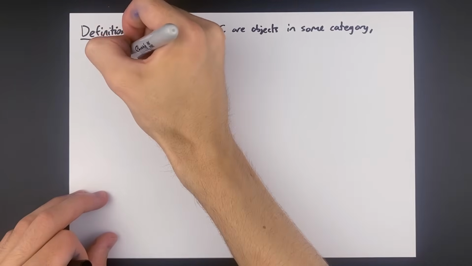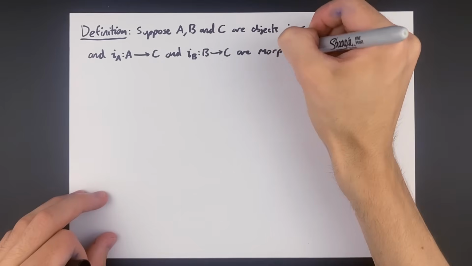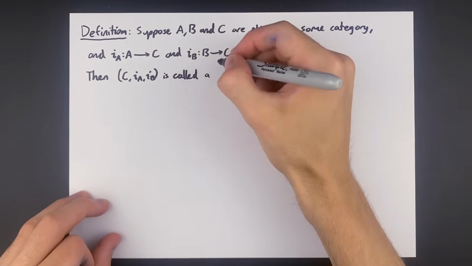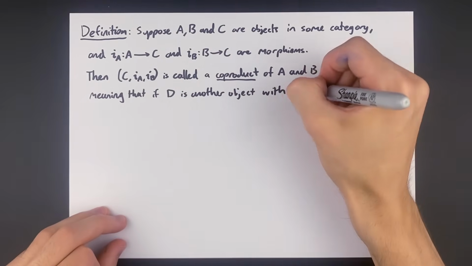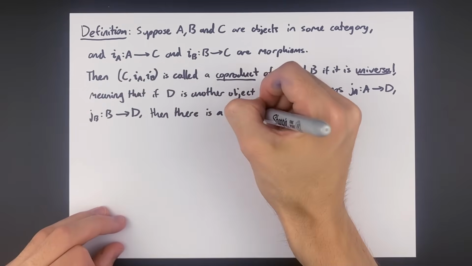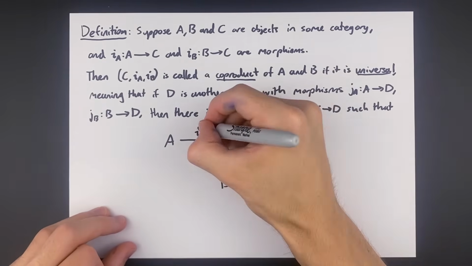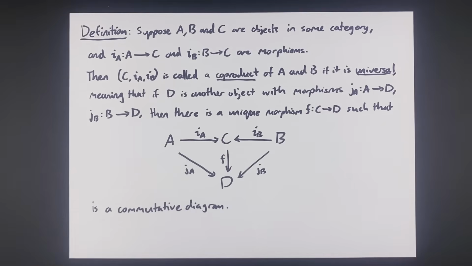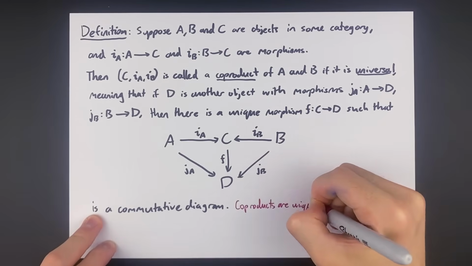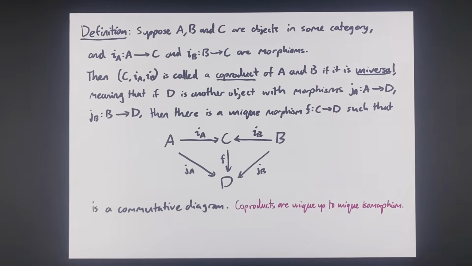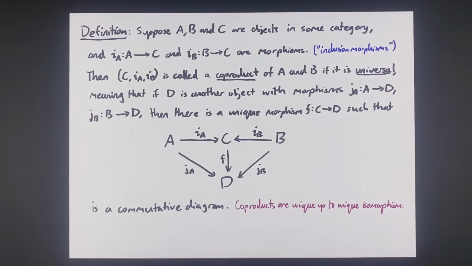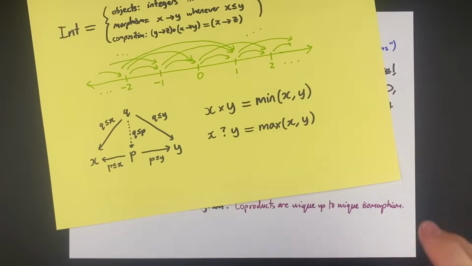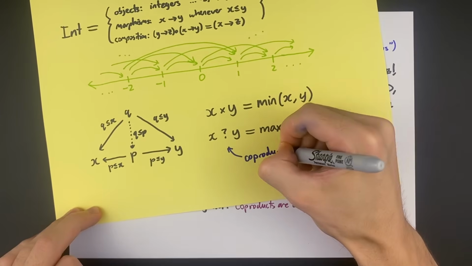A coproduct of two objects A and B is another object C along with morphisms i_A and i_B, this time going from A and B to C, which is universal. That means that if there is another object D with its own morphisms from A and B, then those morphisms factor through i_A and i_B via a unique morphism from C to D. Just like with the product, you can prove that the coproduct is unique up to unique isomorphism. These special morphisms i_A and i_B are called the inclusion morphisms, which is why we're denoting them with the letter i. Now, in this weird category Int that we constructed before, the coproduct of two integers is just their maximum.